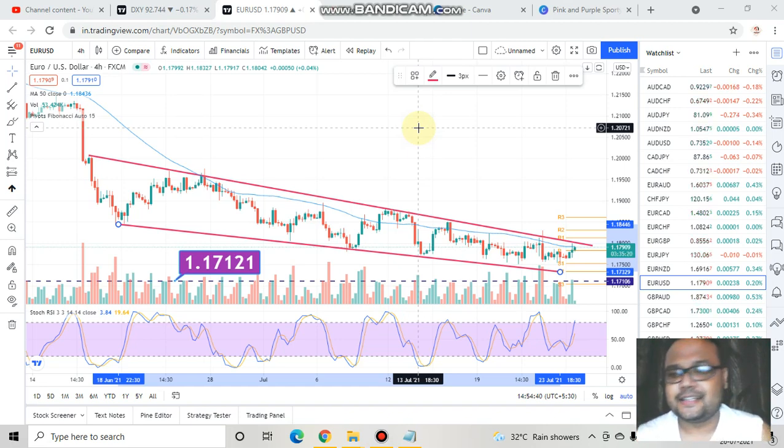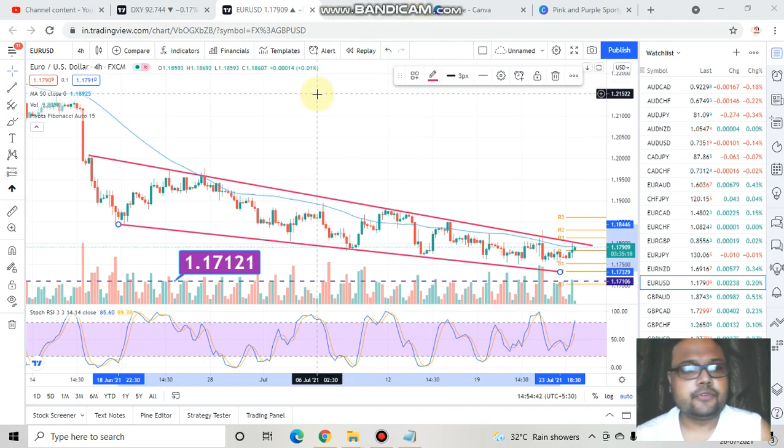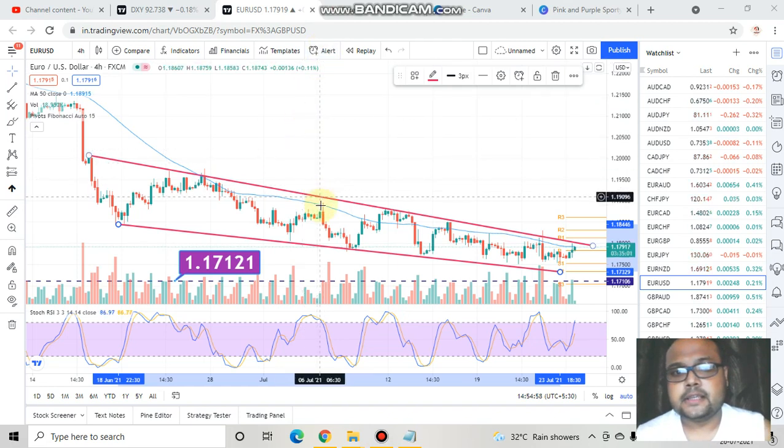So let's get started. This is the 4-hour chart of Euro USD in front of us right now. If we observe the chart carefully, we can easily see that things have not changed much. Euro USD is still in a downward channel with a resistance above and a support at the bottom, and most importantly there is not much volatility in the market.